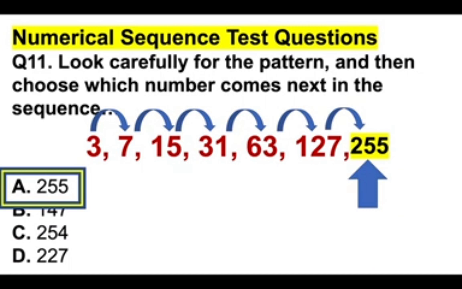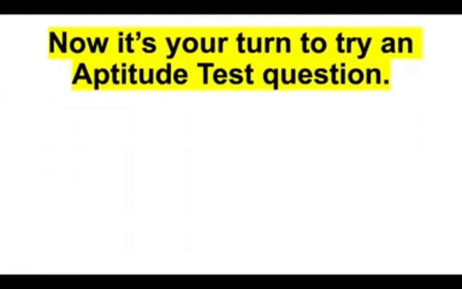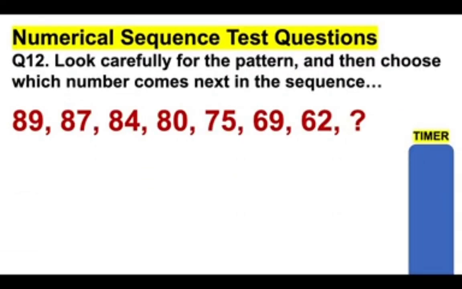And again, the more you practice of these, the more you will find common sequences and patterns. So again, now it's your turn to try an aptitude test. Question 12, look carefully for the pattern and then choose which number comes next in the sequence. So which number comes on the right hand side? Is it A, 55, B, 47, C, 54, D, 50? Here's a timer.